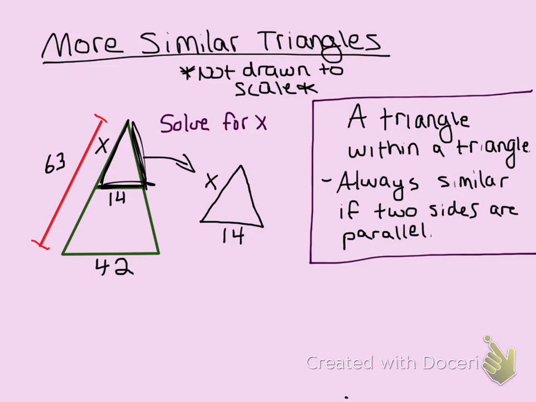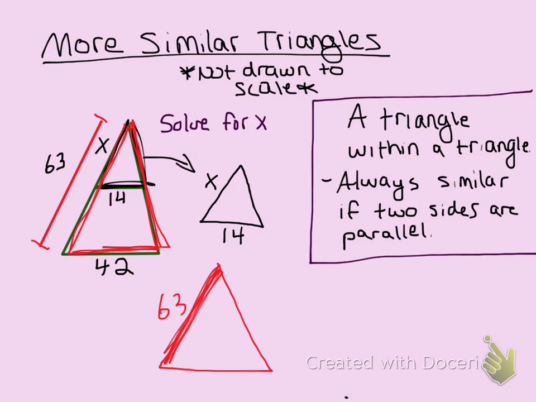Now I'm going to redraw the big triangle, which I'm outlining in red. So over here I'm going to draw the larger triangle. I'm going to write what I know. Okay, I know that this side here is 63. This is showing me that the whole side length is 63. And I know that my bottom side length is 42.